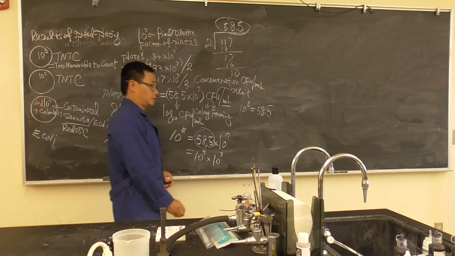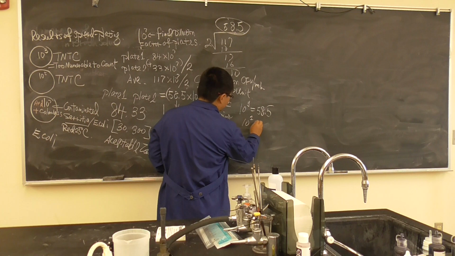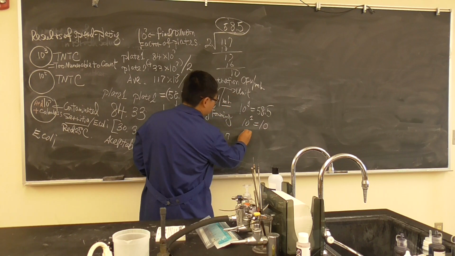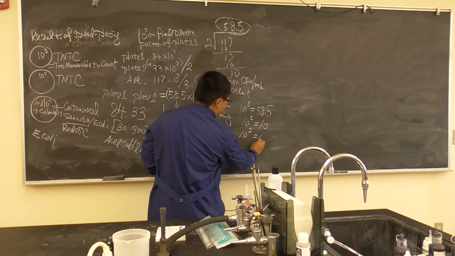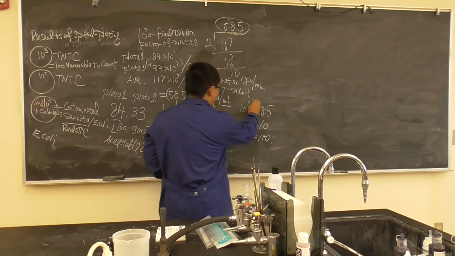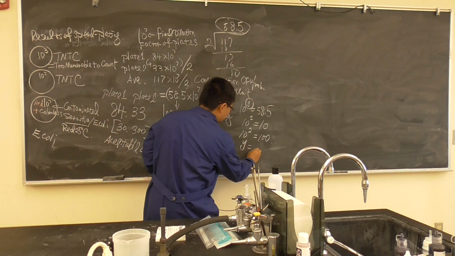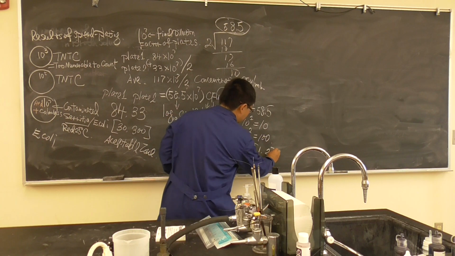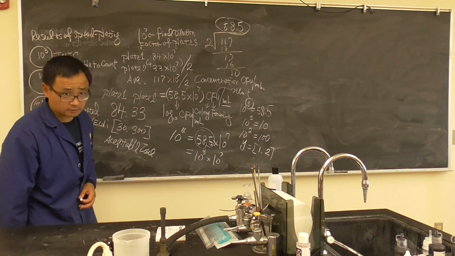So how to do it? 10 to the 1 equals 10, is that right? 10 to the 2 equals what? 100. Is that right? So that y will be somewhere between 1 and 2. So what is that number?